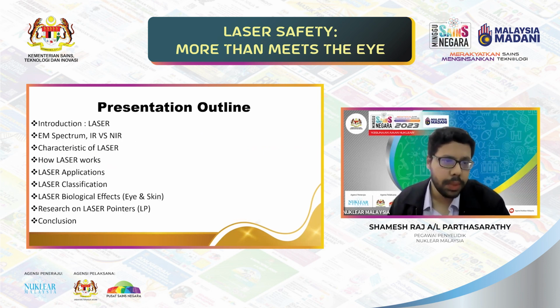So first, I'll be doing a brief introduction on the laser, followed by the EM spectrum. EM here stands for electromagnetic spectrum. Then IR versus NIR. Technically, IR is ionizing radiation versus non-ionizing radiation. Then I'll be dwelling more on the characteristics of the laser, followed by how the laser works. Next is on the laser applications, the laser classifications, the laser biological effects, especially on the eye and the skin.